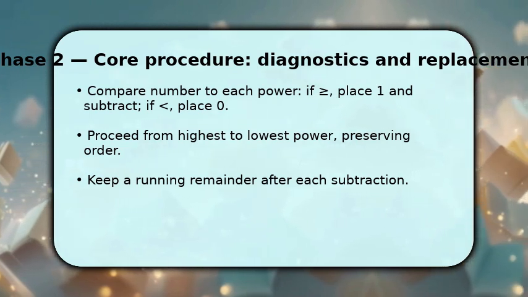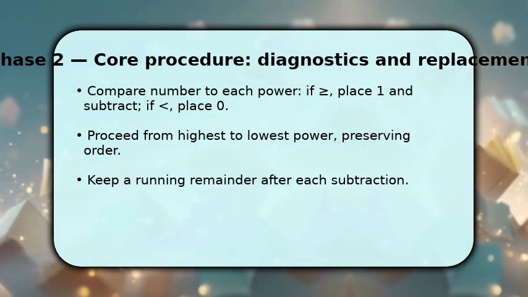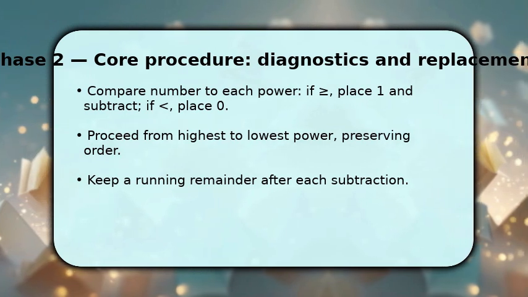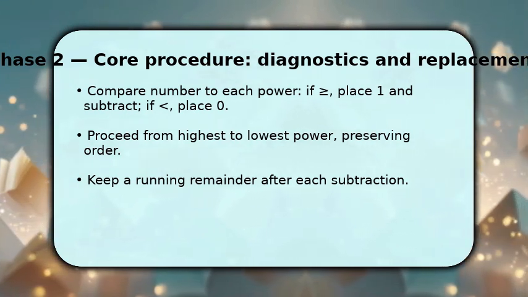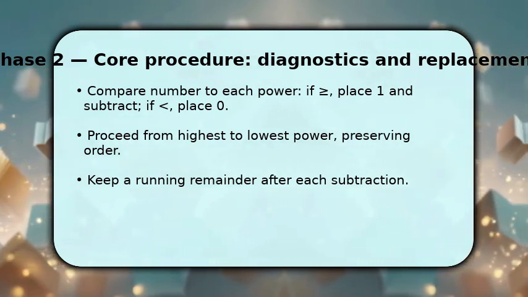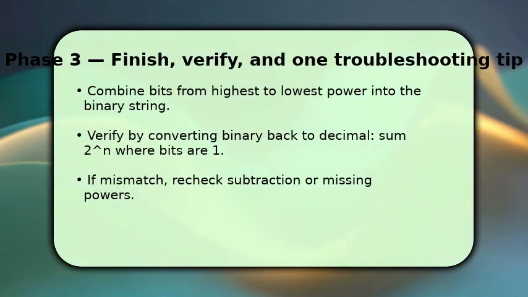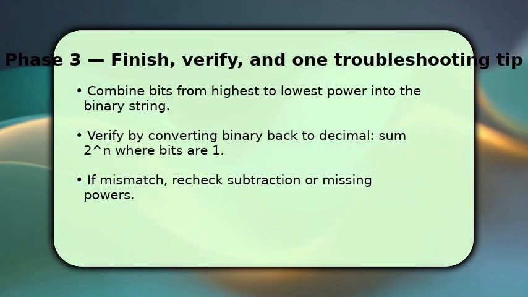Make sure to preserve the order from highest power to 2^0 so the final bit string maps correctly to the original value. Finish by reading the sequence of bits you wrote, from the highest power down to 2^0. That sequence is your binary result.